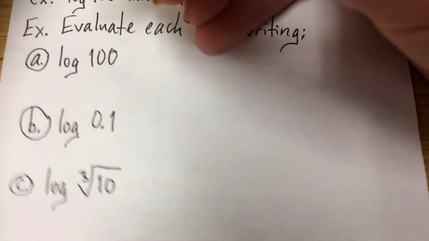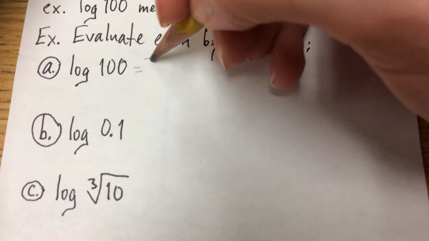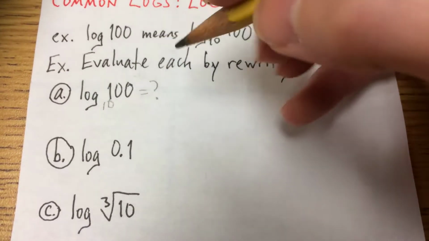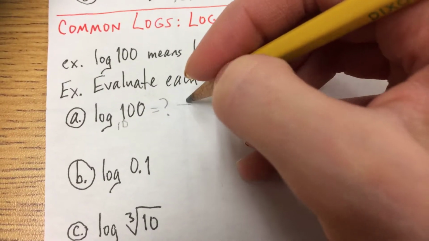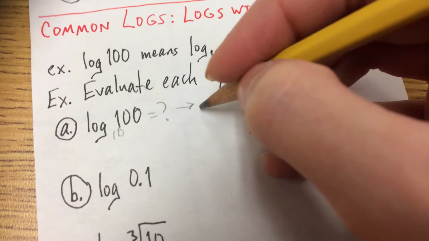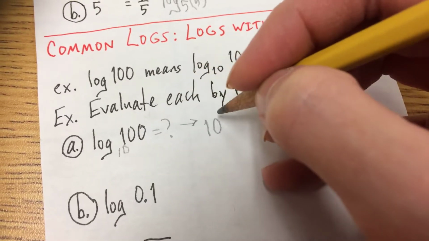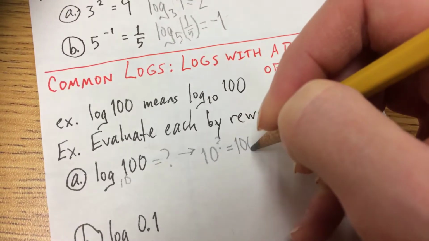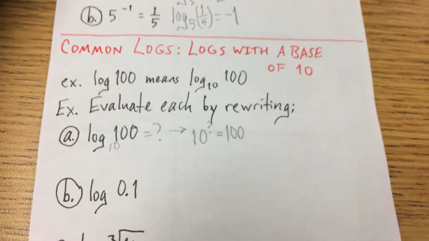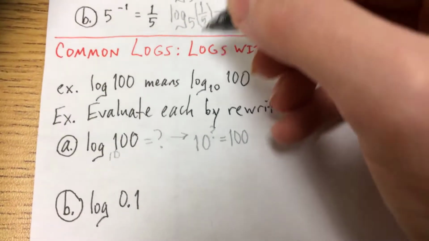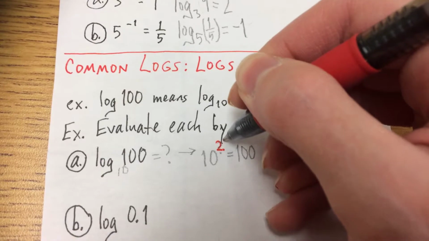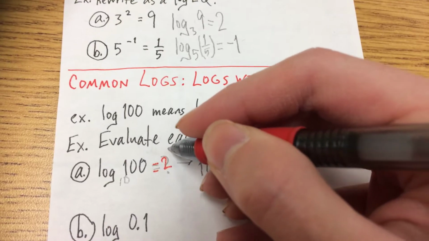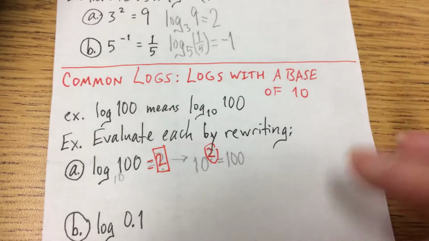To find the log of 100, we're saying log of 100 equals what? You know that base is 10. If we rewrite this in exponential form, then 10 is still going to be the base. So we're going to have 10 to what power, because that's our unknown, is equal to 100. That's the question we asked ourselves: 10 to what power equals 100? And we know 10 to the second power gives us 100. So we just found out what that question mark was. The answer is 2. The log of 100 would be 2, because that's the exponent.